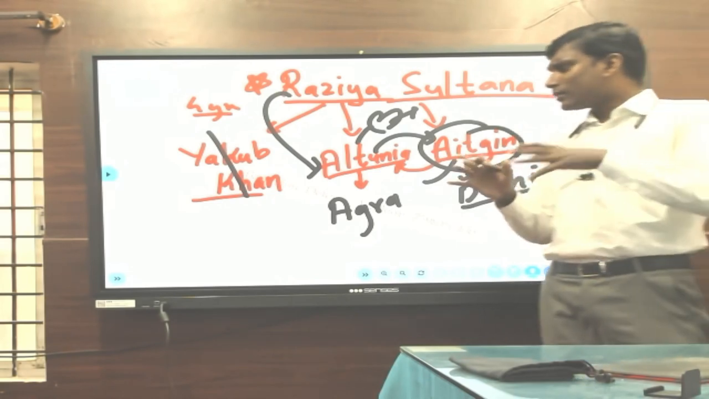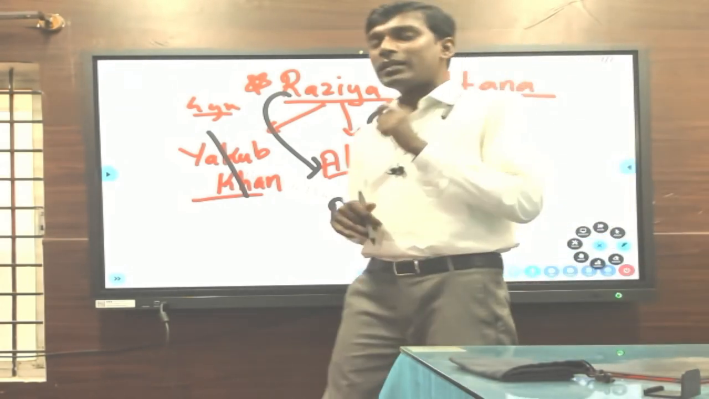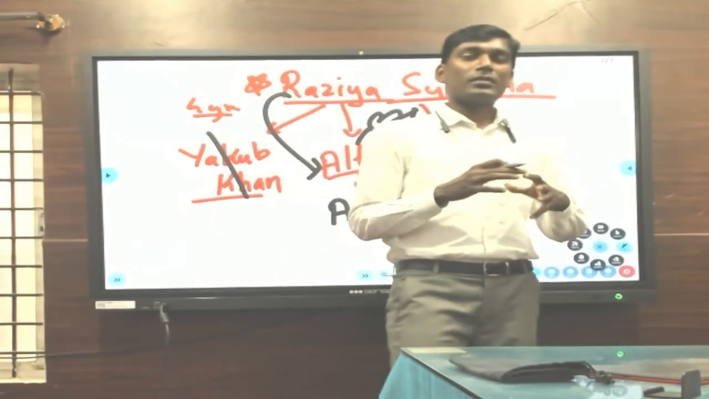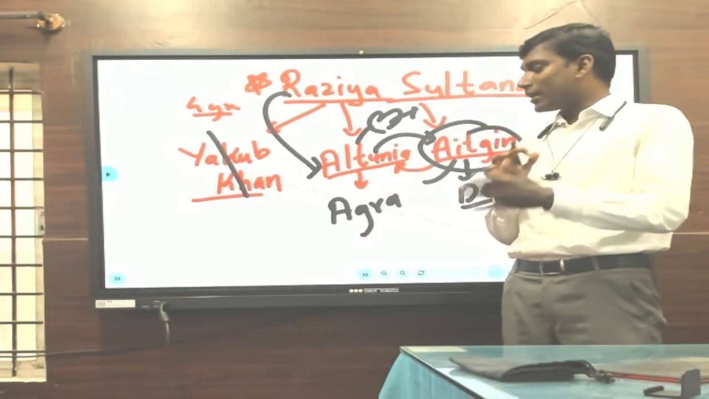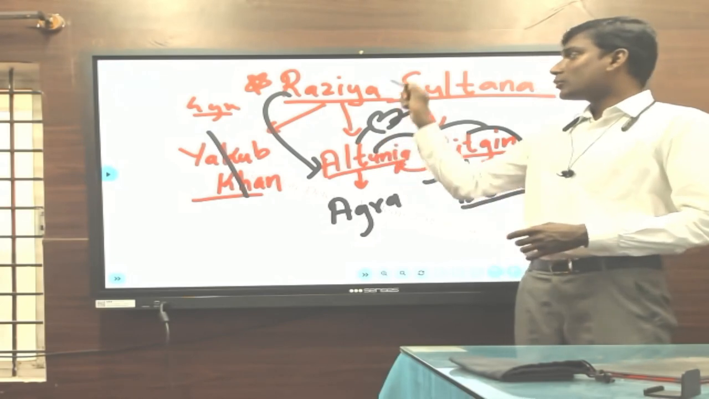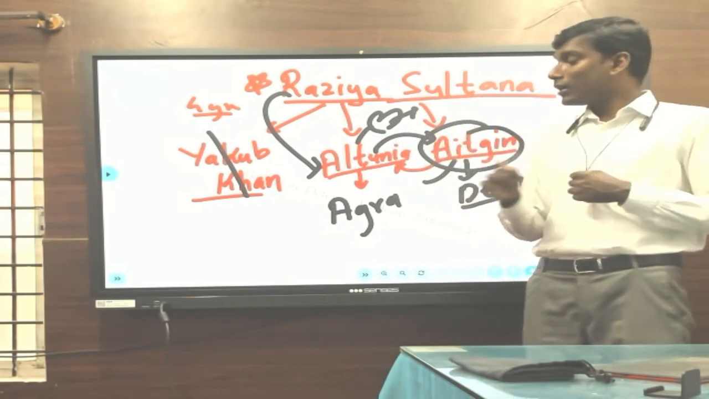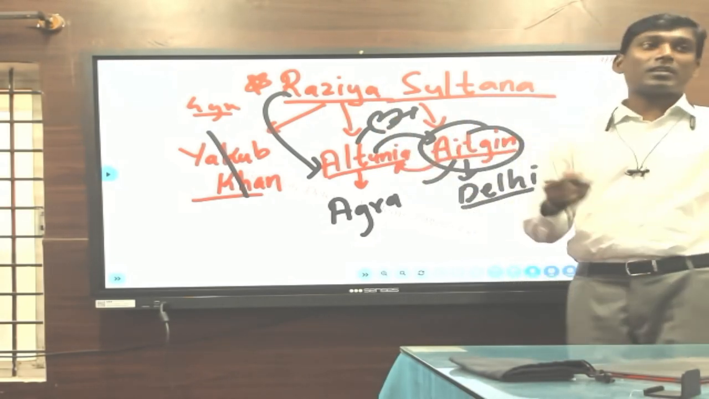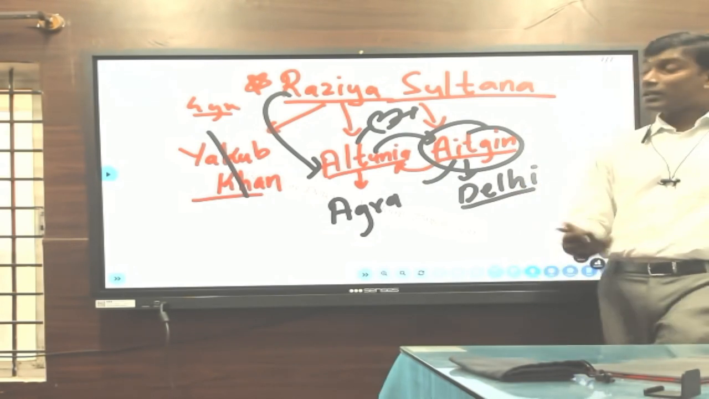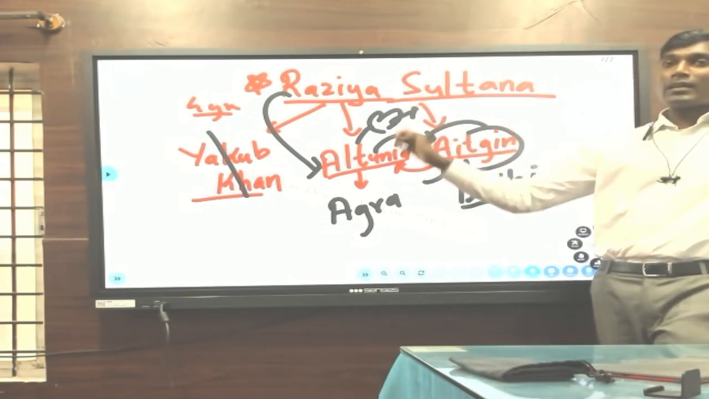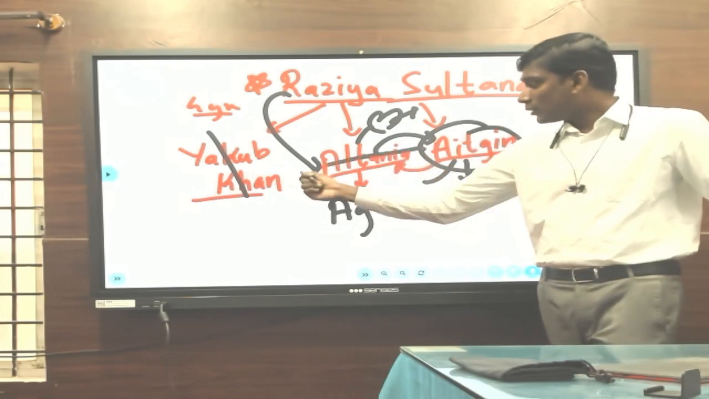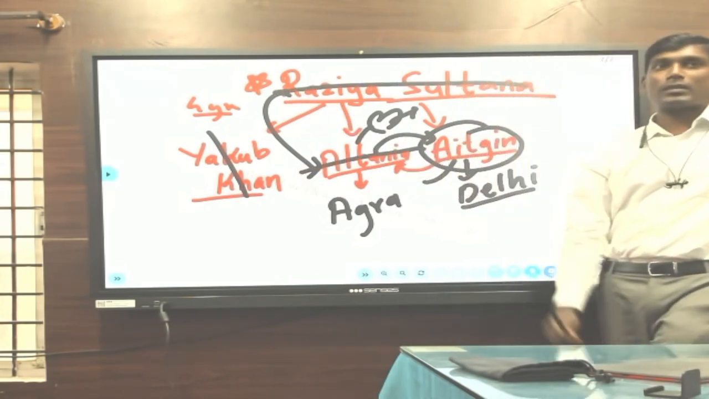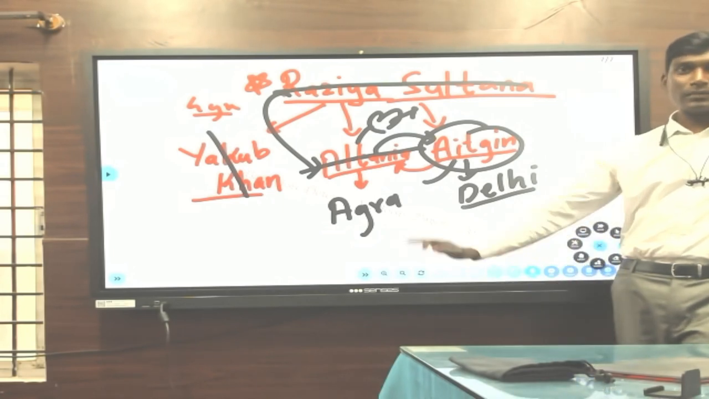At night they were resting, but what happened at night? In that forest, there were some robbers. These robbers came silently and started attacking Altunia and Razia Sultana. They thought these two people were merchants with gold and diamonds, very rich. The robbers killed Altunia and they killed Razia Sultana in the forest near Delhi.